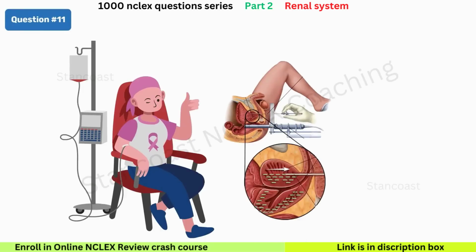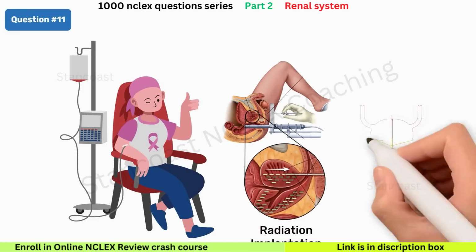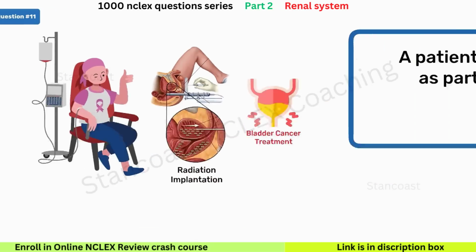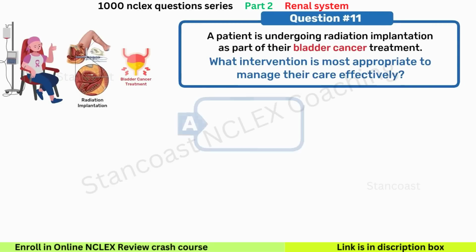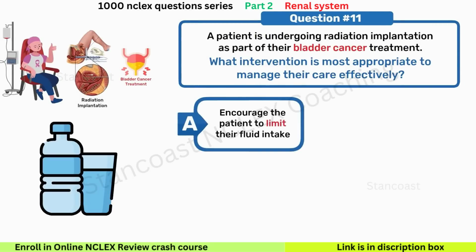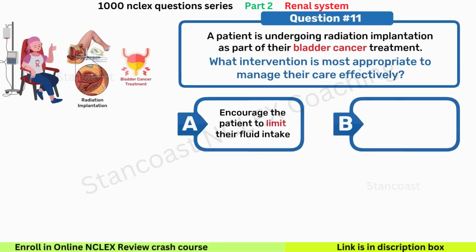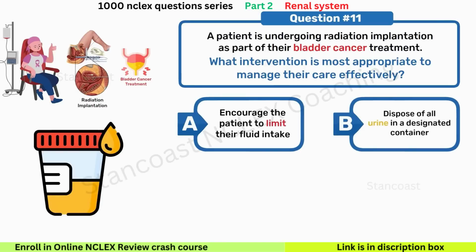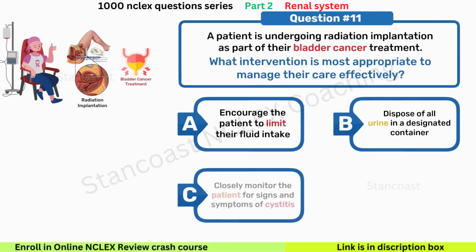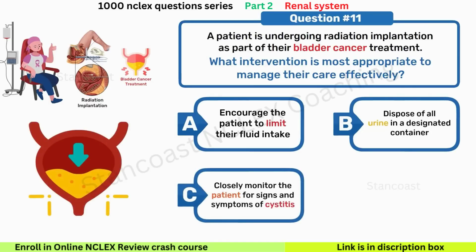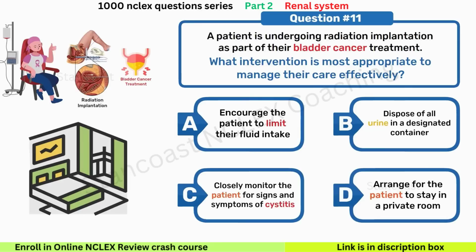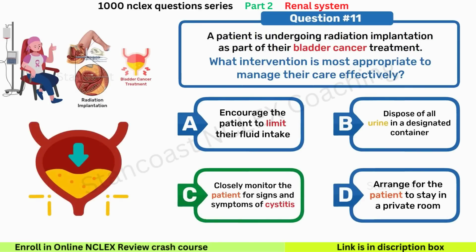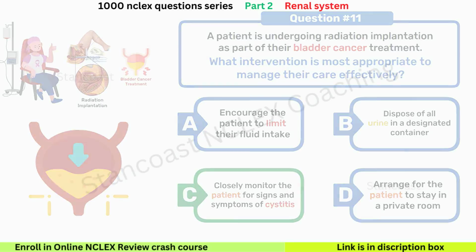A patient is undergoing radiation implantation as part of their bladder cancer treatment. What intervention is most appropriate to manage their care effectively? A. Encourage the patient to limit their fluid intake. B. Dispose of all urine in a designated container. C. Closely monitor the patient for signs and symptoms of cystitis. D. Arrange for the patient to stay in a private room. Correct answer: C. Closely monitor the patient for signs and symptoms of cystitis.